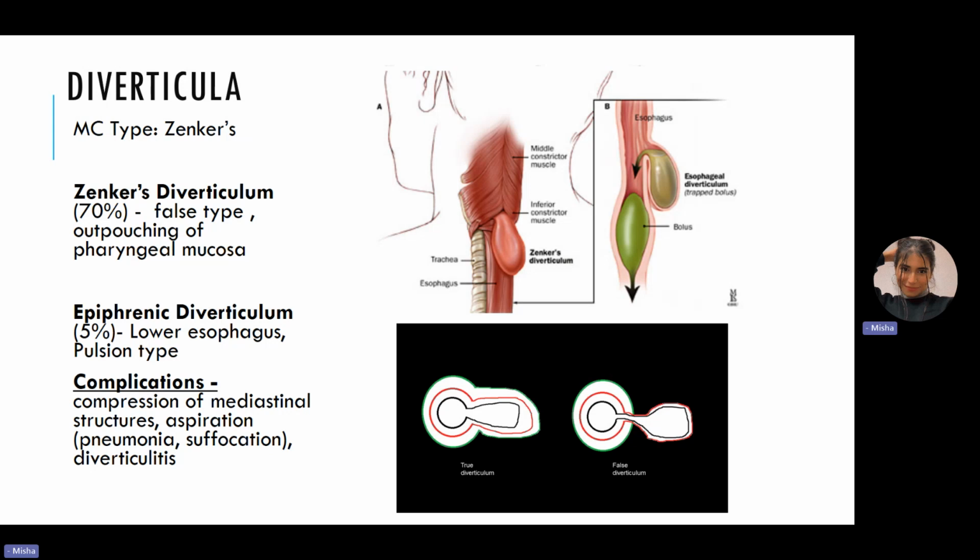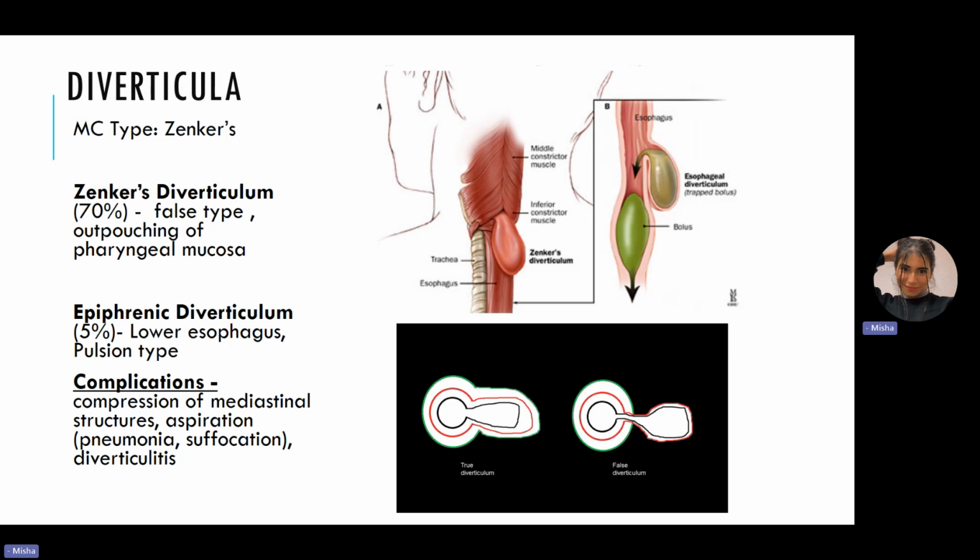Traction diverticulum is usually a true diverticulum in which all the walls are involved, and it's due to the inflammation of the mediastinum, which leads to fibrosis. And this fibrosis, sorry, leads to the pulling of the diverticulum. Okay. So next we can talk about the location.